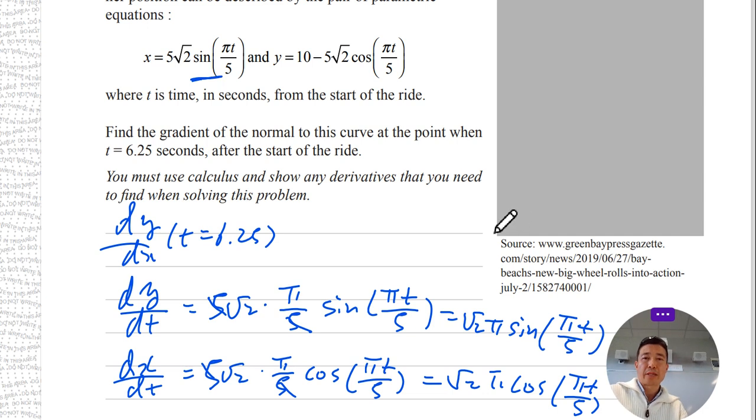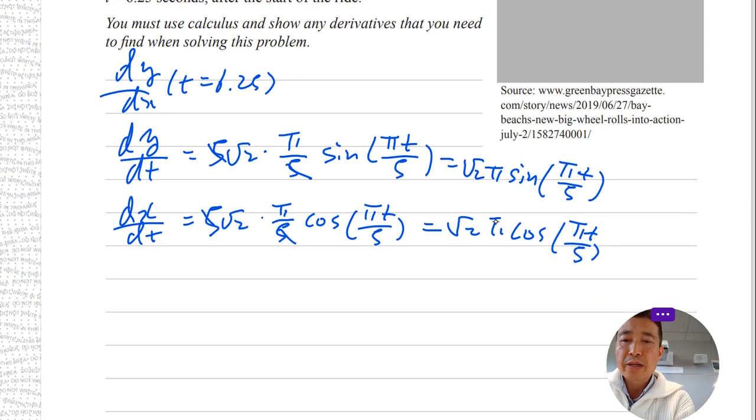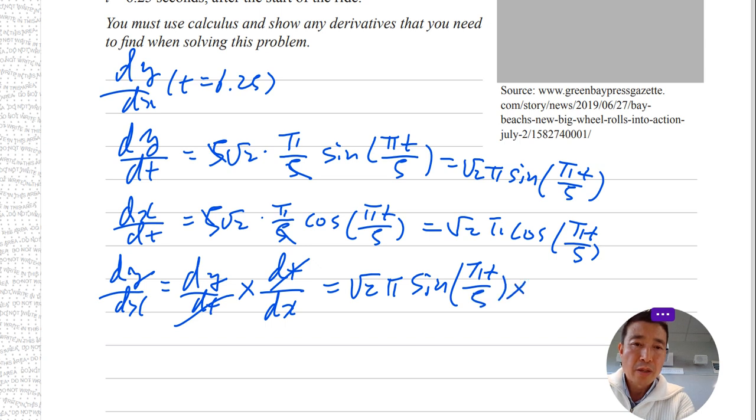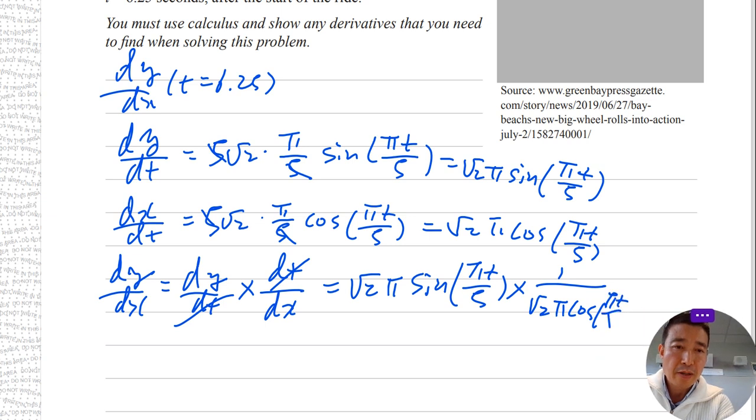All right, I think it's a good start. So now what? We have to find dy/dx. So we have dy/dt times the reciprocal of dx/dt, isn't it? dt/dx. So in that case, dt is cancelled out, so you get dy/dx. So what it means is square root of 2 pi sine pi t over 5 times 1 over square root of 2 pi cosine pi t over 5.